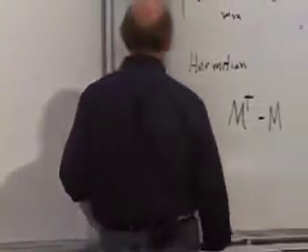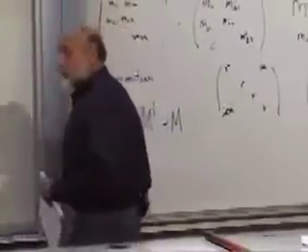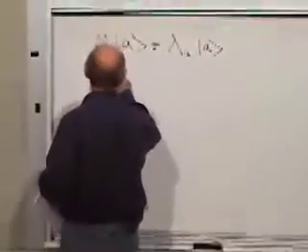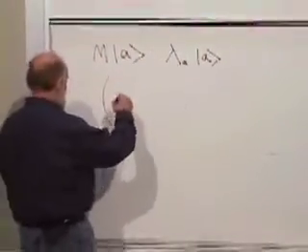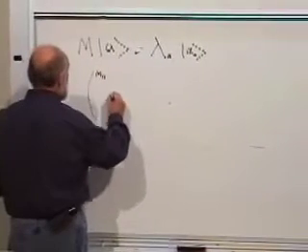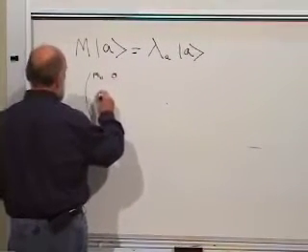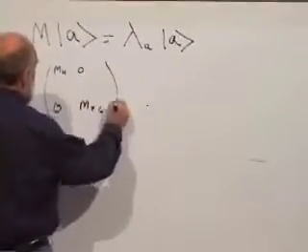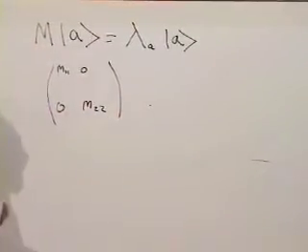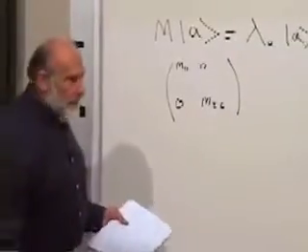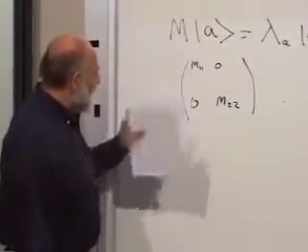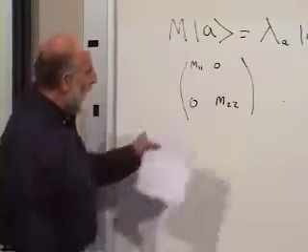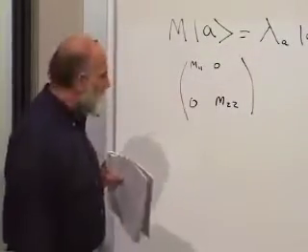And the easiest examples involve diagonal matrices. Here's a diagonal matrix. Let's just give it some letters. M11, 0, just 2 by 2 is good enough for us. M22, there's a diagonal matrix. What are its eigenvectors? Remember, they're vectors which when you multiply them by the matrix, you just get the original vector back times a number.